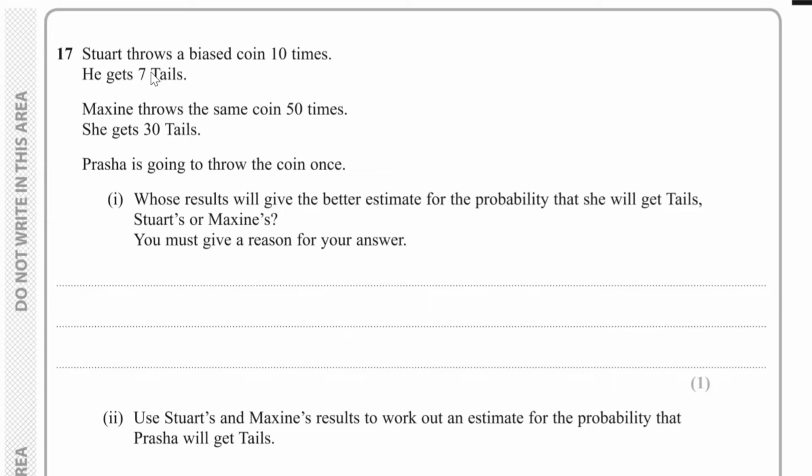Question 17. Stuart throws a biased coin 10 times. He gets 7 tails. Maxine throws the same coin 50 times. She gets 30 tails. Prasha is going to throw the coin once. Whose result will give the better estimate for the probability that she will get tails, Stuart's or Maxine's? You must give a reason for your answer.